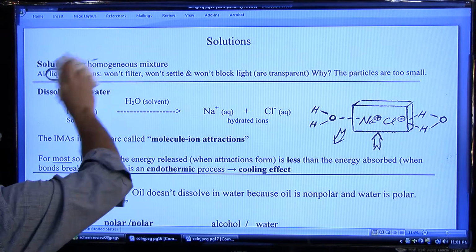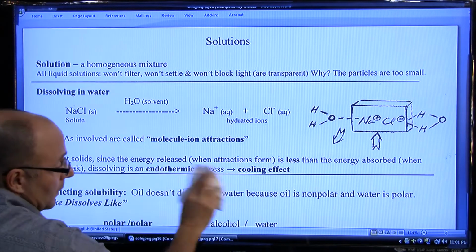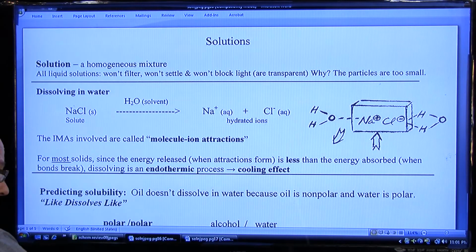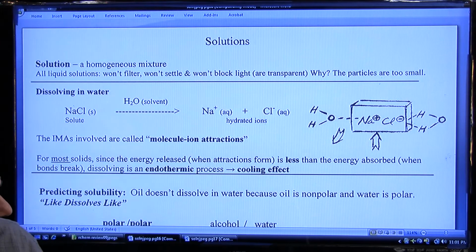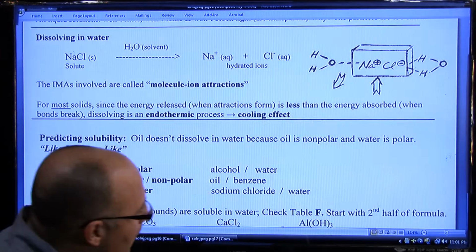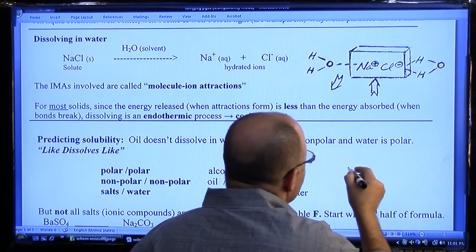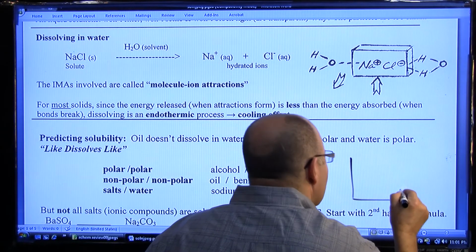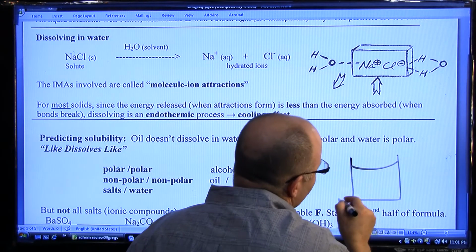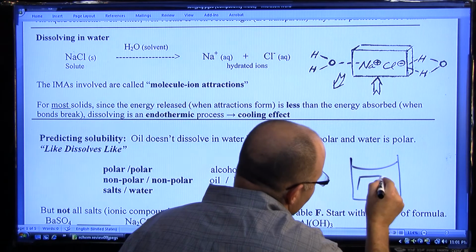And more, depending on the salt that's being dissolved. So let's see if we could draw that here on the side. Again, if this represents the container of water, you have some sodium chloride here.